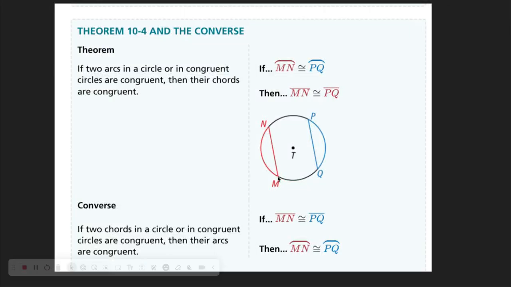If the chords are equal, then the arcs are equal. That's a little bit different than what we just said. If the chords are equal, then the arcs are equal. And then the converse says, if the arcs are equal, then the chords are equal. I'm good with this one. I don't need to write that down.